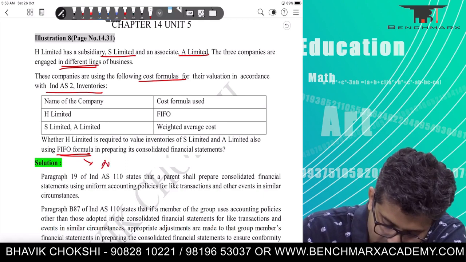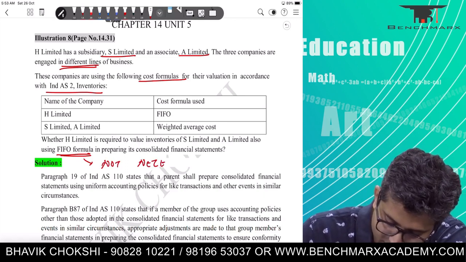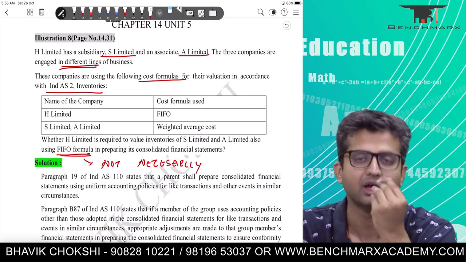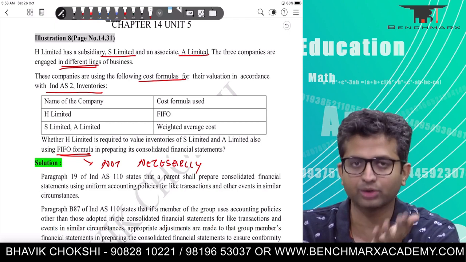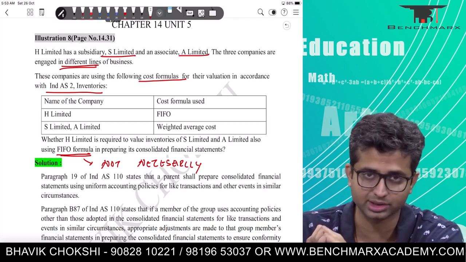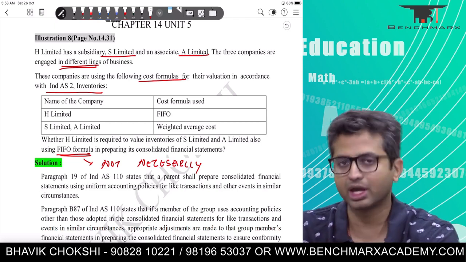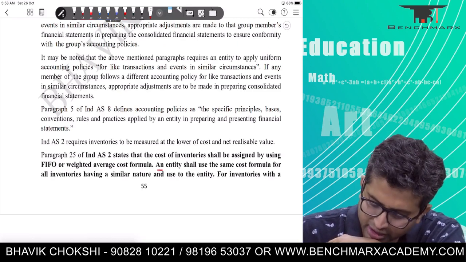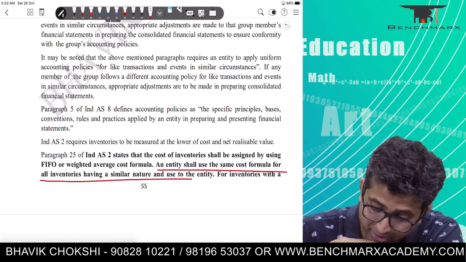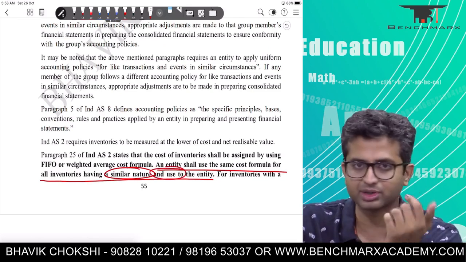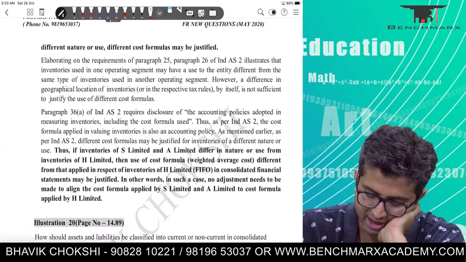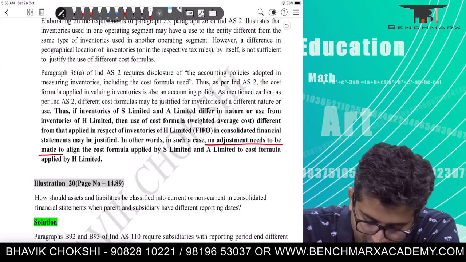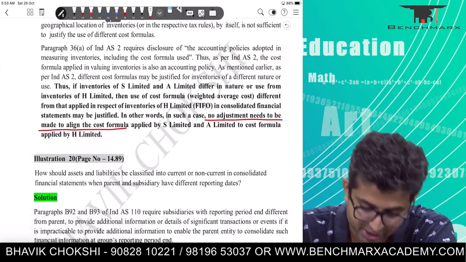Well, not necessarily, because if the parent, subsidiary and associate are in different lines of businesses, then they can follow different methods, because accounting policies have to be uniform for a similar set of transactions. But if the transactions are similar, then inventory is similar, and you will have to restate. So over here, the entity should use the same cost formula for all inventories having a similar nature and use to the entity. But if the items are different, they are not having a similar nature and use, and hence it is not necessary to restate. No adjustment needs to be made to align the cost formula, because they are having different businesses.